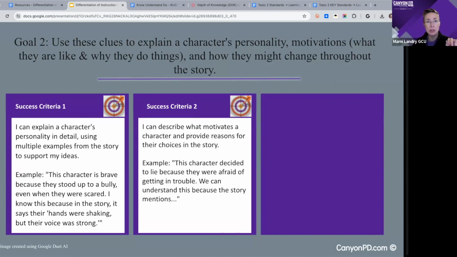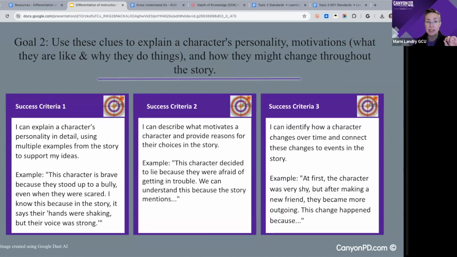Success criteria 2, I can describe what motivates a character and provide reasons for their choices in the story. And success criteria 3, I can identify how a character changes over time and connect these changes to events in the story. So again, these are all back from that original RL3 standard.